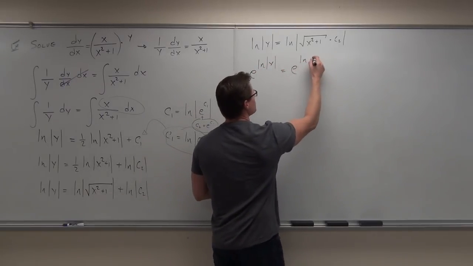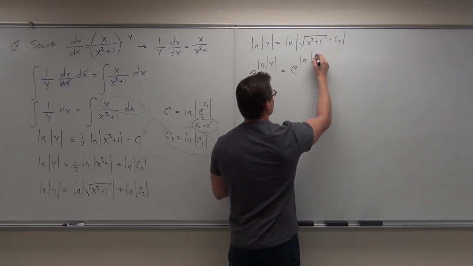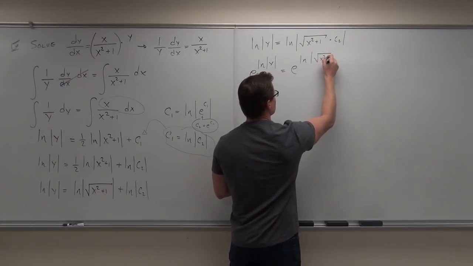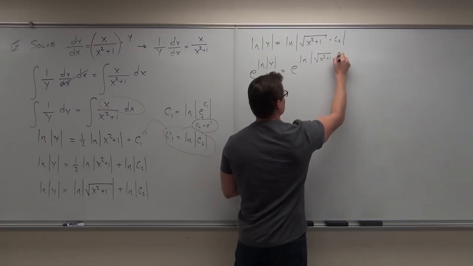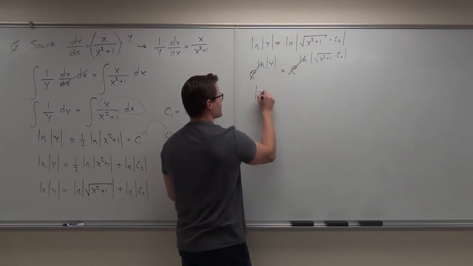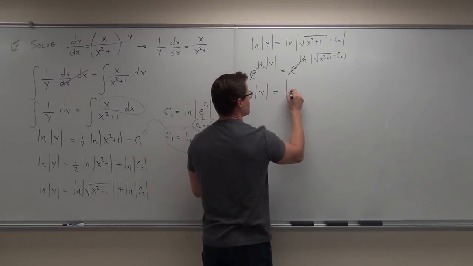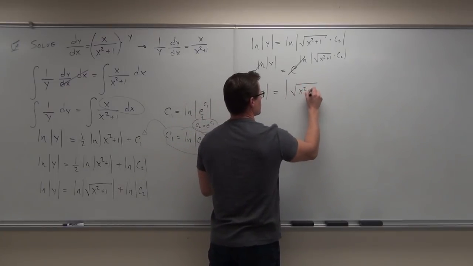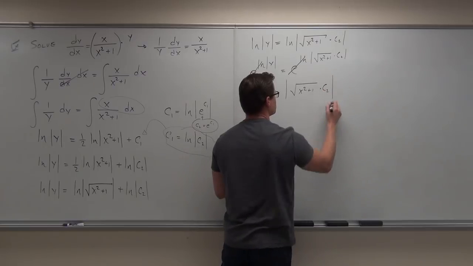Nice. What happens when you take e to an ln power? Everything magically disappears, practically. And this becomes the absolute value of y equals the absolute value of the square root of x squared plus 1 times c sub 2.